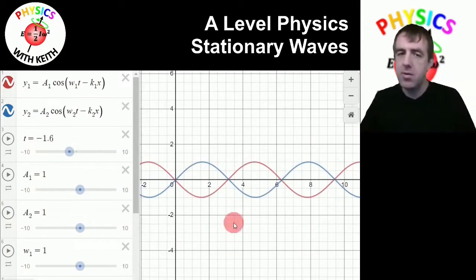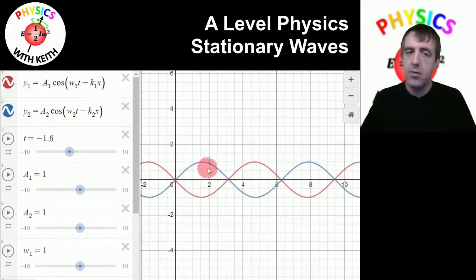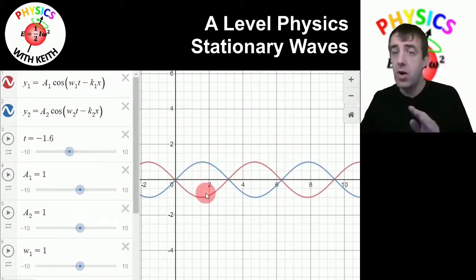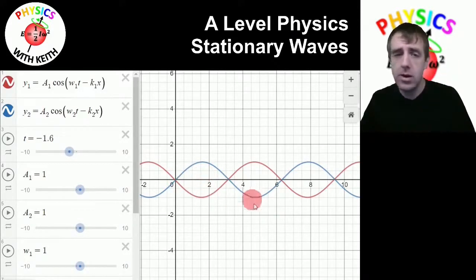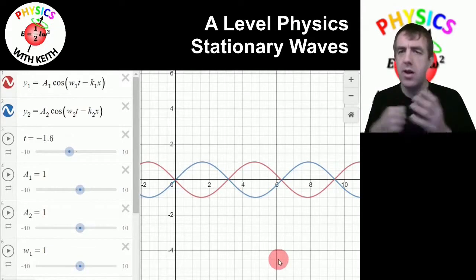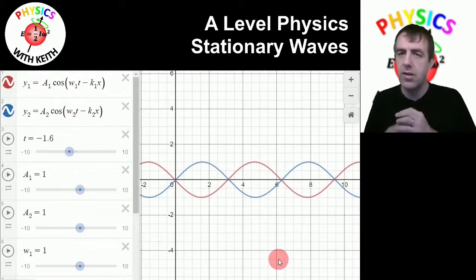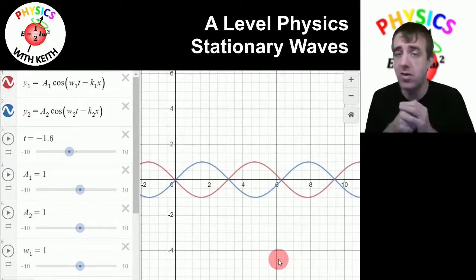But at some other time, they disagree. And if you look here, whenever the blue wave says go up, the red wave says go down. Now, maybe these two phenomena are electric fields that are trying to cause an electron to oscillate. And this electron is being told go up and go down. It doesn't experience the resultant force at this instant in time.